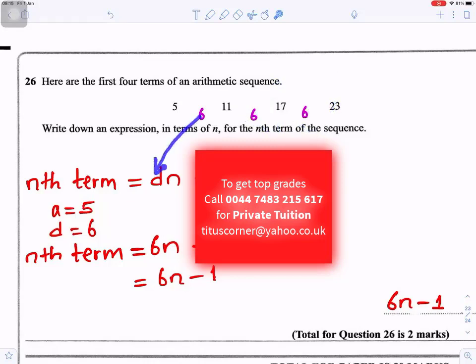So you substitute 6 in there. The first term is 5. A, like the first letter in the alphabet. So the first term is 5. And the difference is 6. Put those numbers in: 6 for the difference, 5 for A, and 6 for the difference. So 5 minus 6 is minus 1. So your answer is 6n minus 1 is the nth term for that sequence.